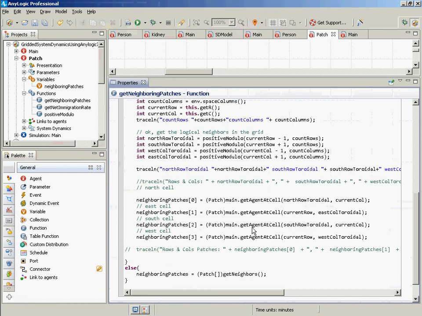So if you want to do toroids, AnyLogic doesn't provide a lot of support for them. Last I checked, it had basically no support. Here's some code for you that will do it for you. It will compute for each cell who its neighboring cells are, and compile a little so-called array of them called neighboring patches. North, south, east, west in this toroidal space.